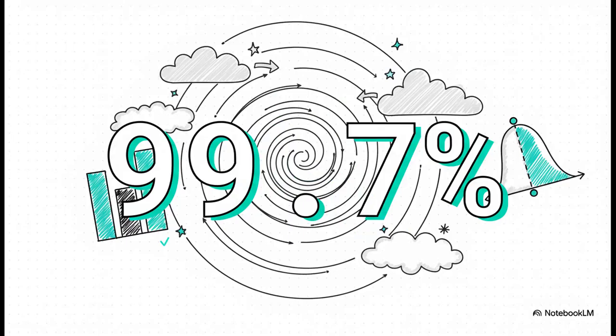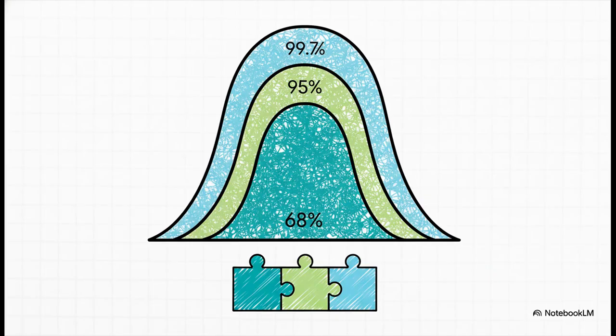And for our last number, get this, 99.7%. This is about as close to all of it as you can get in statistics. Yep, within just 3 steps from the average, you have found virtually every piece of data. And there it is. Put them all together and you get the 68, 95, 99.7 rule.